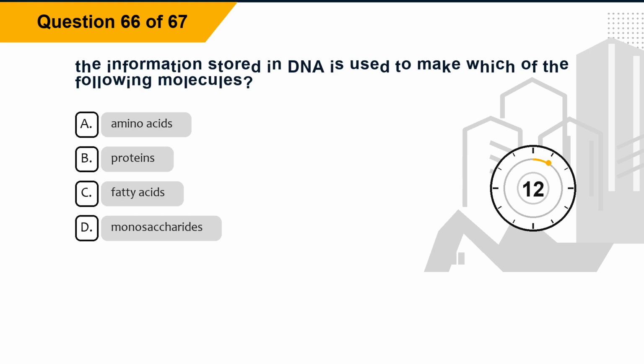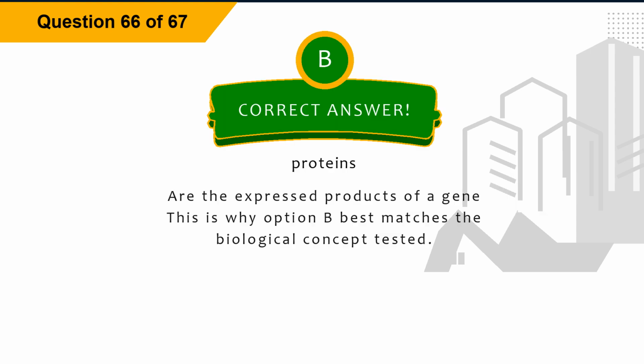Question 66. The information stored in DNA is used to make which of the following molecules? Option A, amino acids. Option B, proteins. Option C, fatty acids. Option D, monosaccharides. The correct answer is option B, proteins. Explanation: proteins are the expressed products of a gene. This is why option B best matches the biological concept tested.